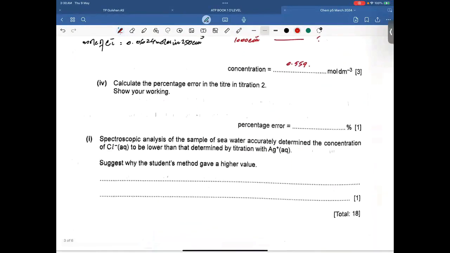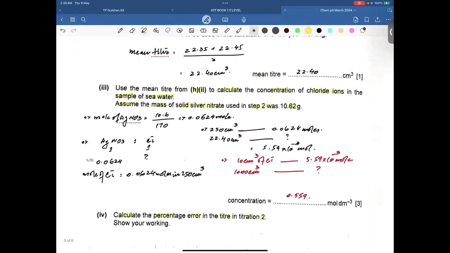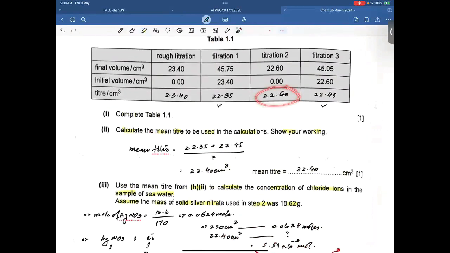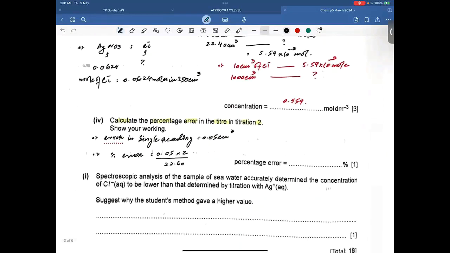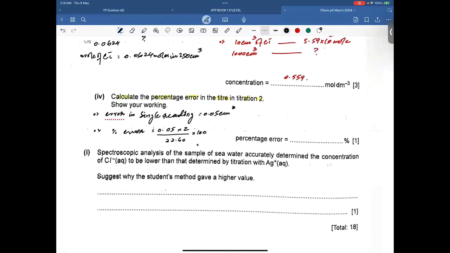All right. Calculate the percentage error in the titre in titration 2. The volume of titration 2 is 22.60. I need to get the percentage error. But one thing you need to remember, and I've told you so many times, that the error in single reading for burette is 0.05 cm cube. So for percentage error, I need to multiply 0.05 times 2 because we take initial and final burette readings, divided by the titre value of titration 2, which is 22.60, into 100. So it's going to be how much? 0.44%. So 0.44% is the right answer.